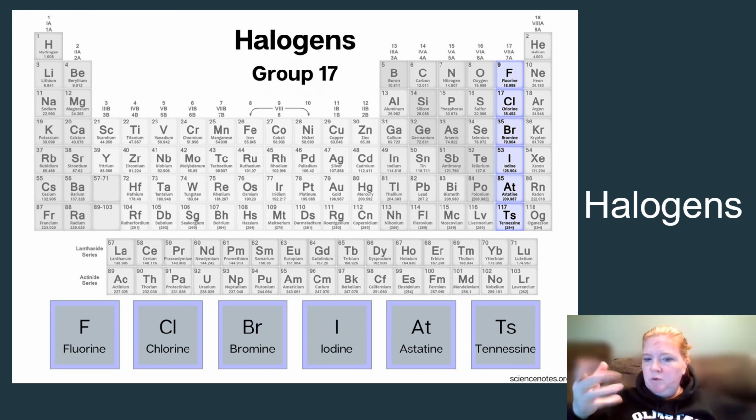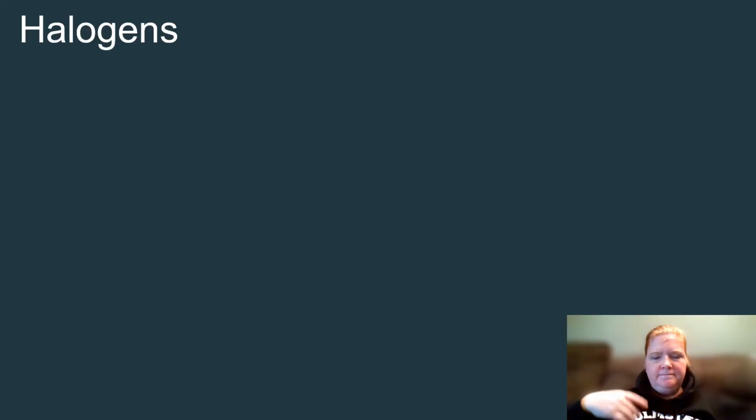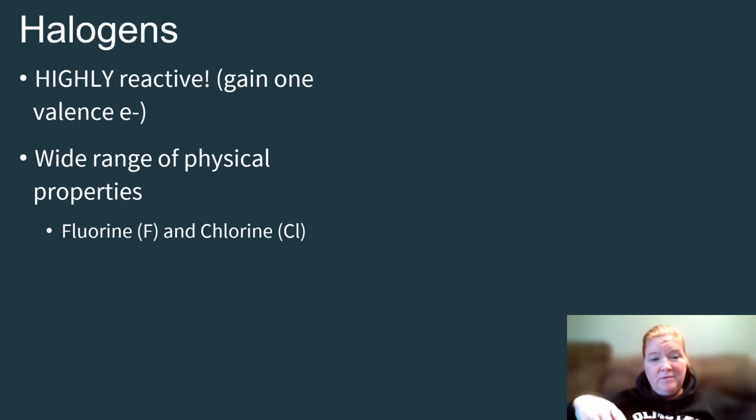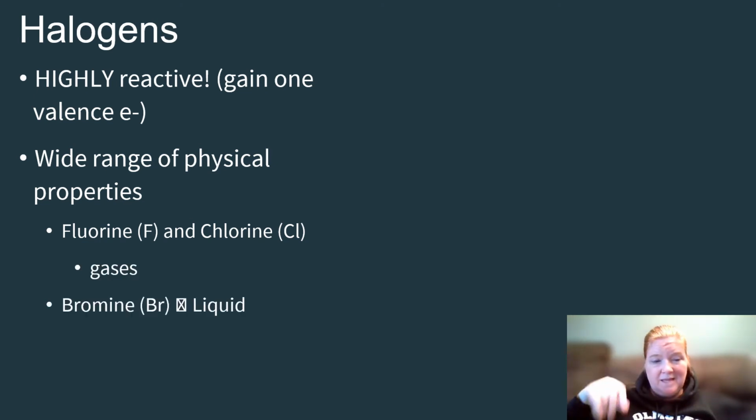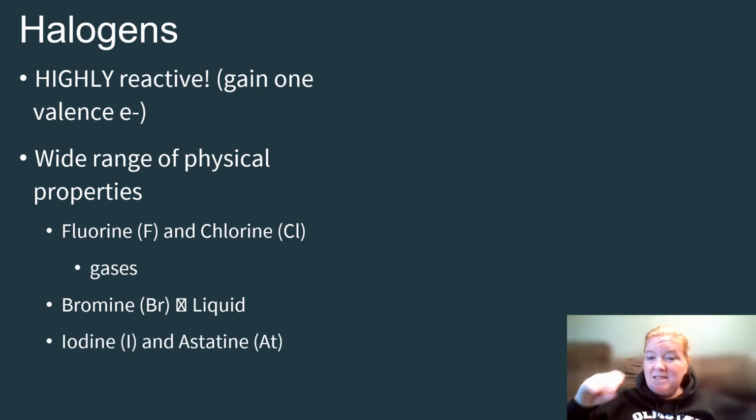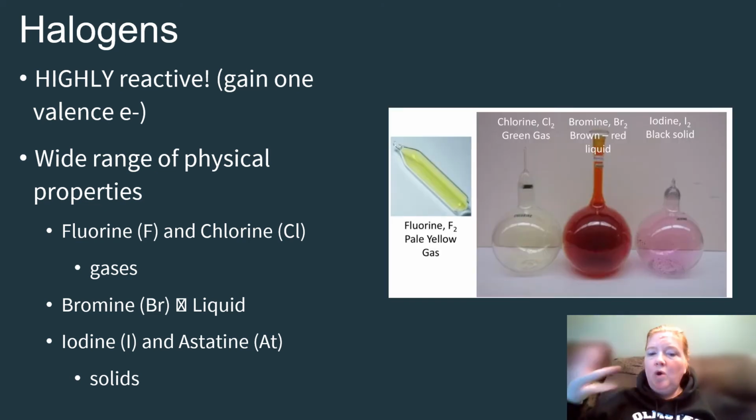Here we go, group 17. Now, the halogens have a wide range of physical properties. So the top 2 elements, fluorine and chlorine, are gases. Bromine next is a liquid. And iodine and astatine below that are solids. So it's the only group on the periodic table where you're going to see elements in every single state of matter at room temperature.